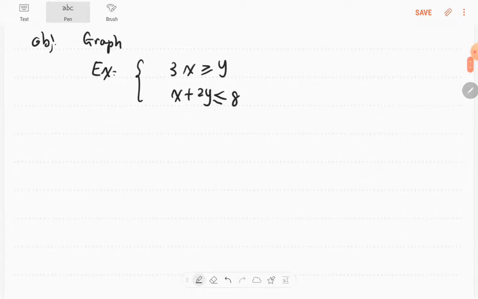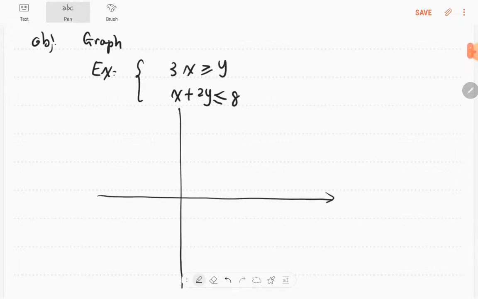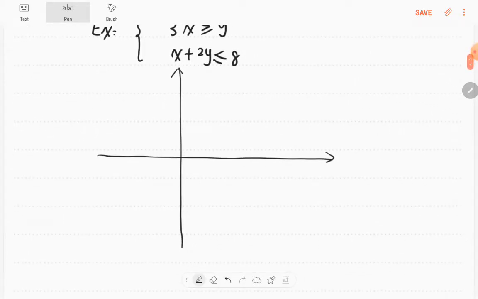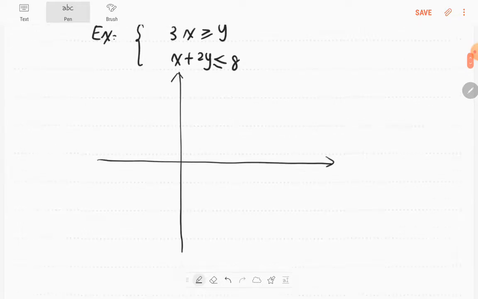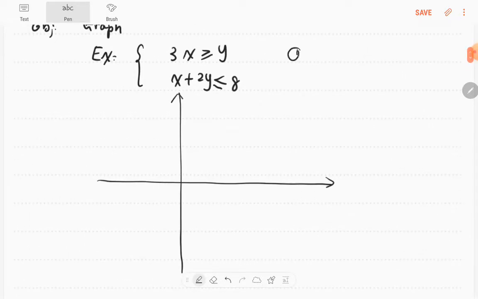So first step, we need to work on each inequality, try to graph each one. But this time we're going to put them in the same system, same coordinate plane. So for example, do you still remember how to graph a linear inequality? If we have the first one, we need to set it to be an equality because it's the boundary line, right?